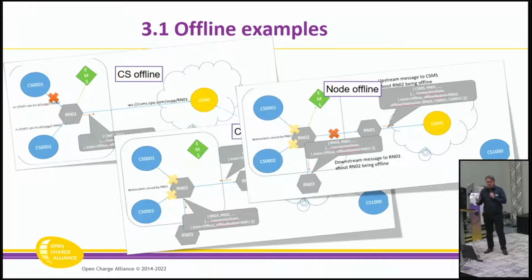And then the third option is that not at the top or the bottom something is lost, but somewhere in the middle the connection is lost. So then you get connections from one node telling downstream that you're offline, and the other node warning the CSMS that some parts are offline. Both situations use the same connection state message, but just in a different direction.